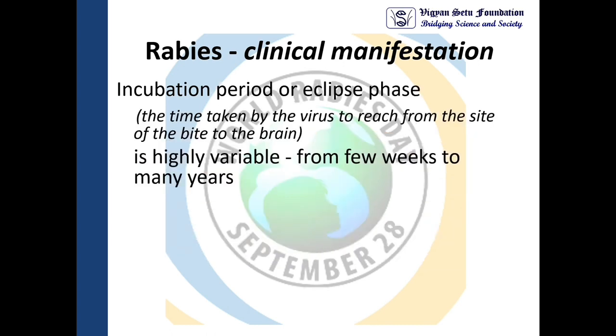The clinical manifestation of rabies or appearance of observable signs depends on this incubation period. In case of rabies, this is the time taken by the virus to reach from the site of the bite to the brain. And for rabies, this eclipse phase is highly variable. It can be from a few weeks to many years.